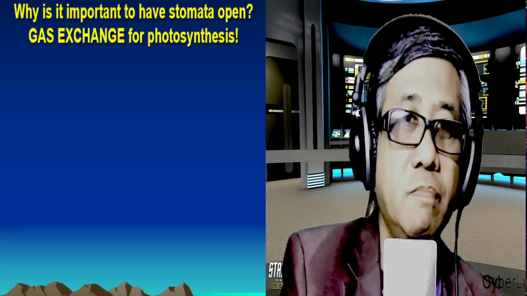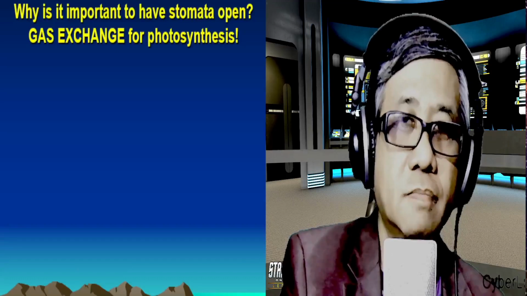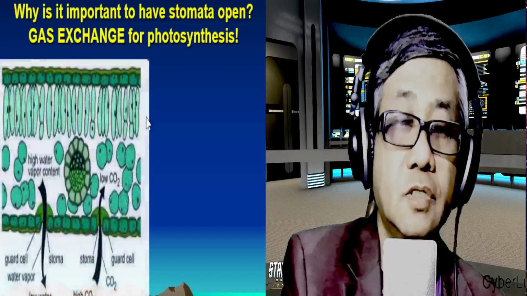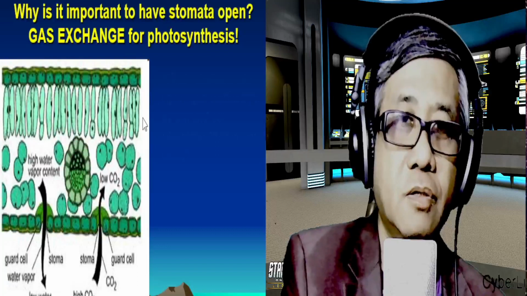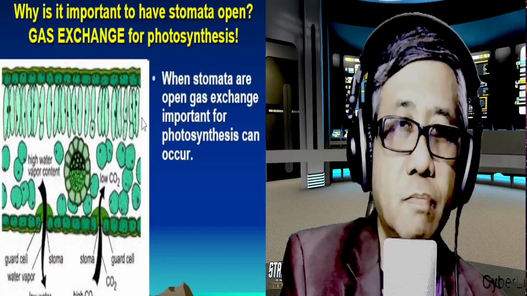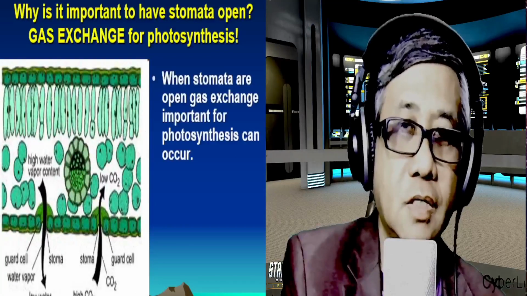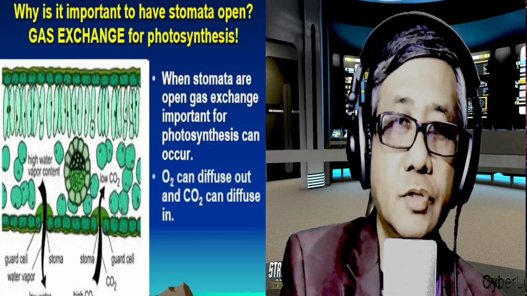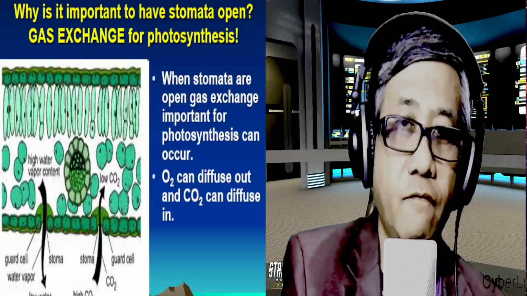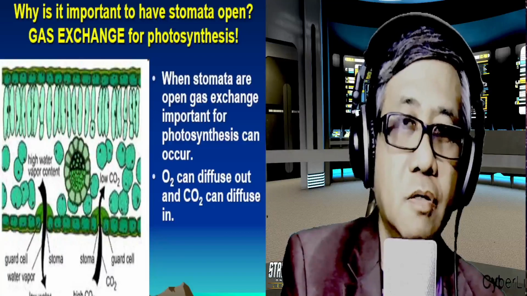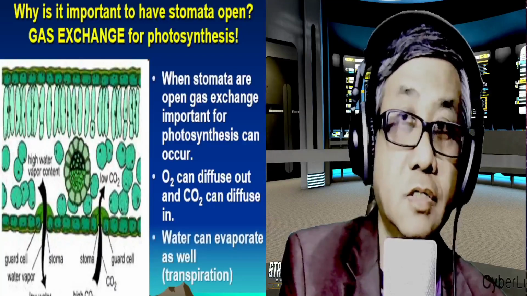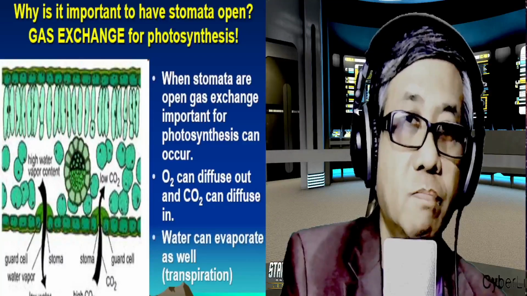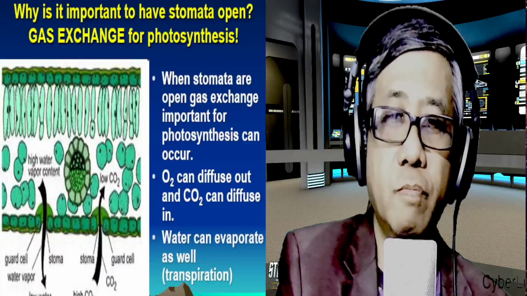The answer is simple, for gas exchange. Okay, for photosynthesis so that carbon dioxide can enter the leaf. When the stomata are open, gas exchange occurs, and this is important for photosynthesis. Oxygen can diffuse out and carbon dioxide can diffuse in. That's the reason why it is important for the stomata to open.